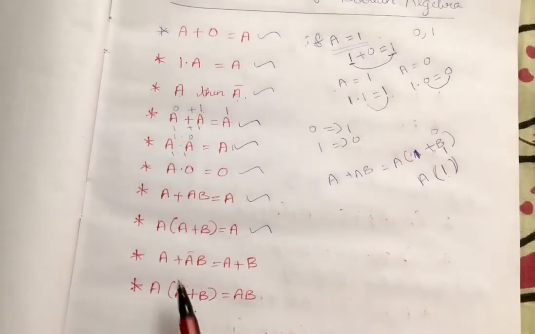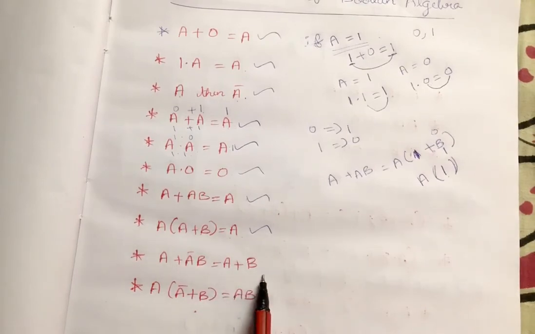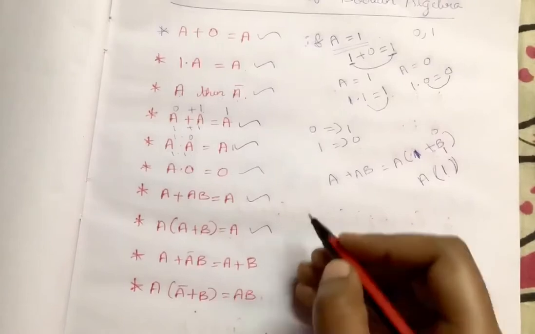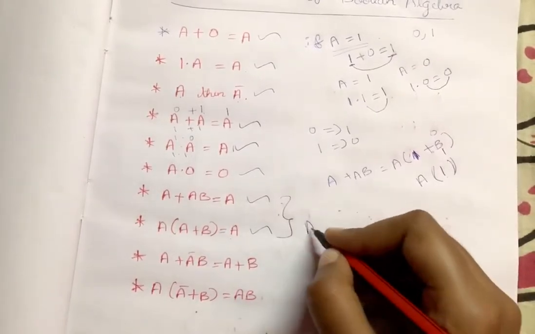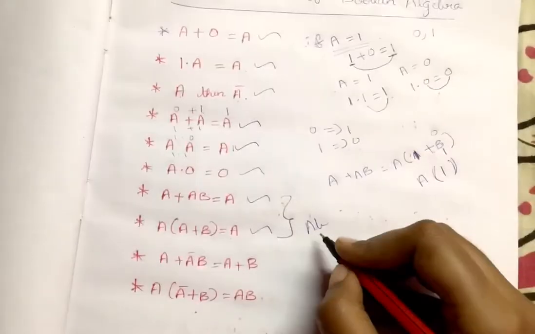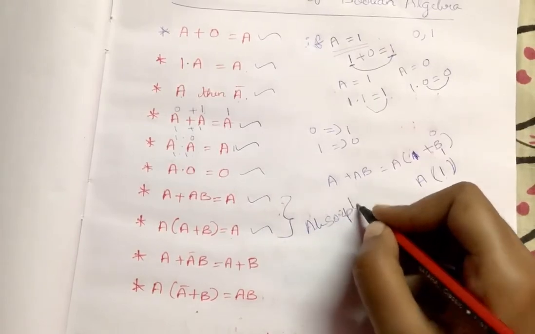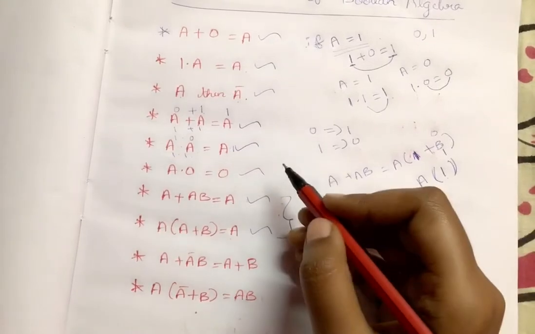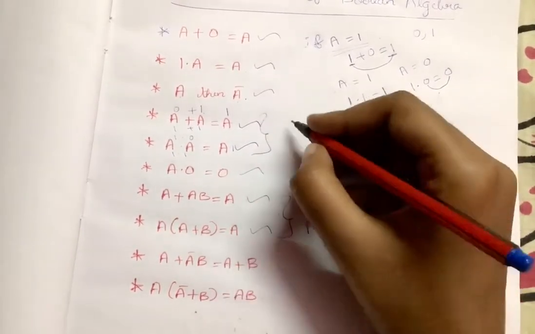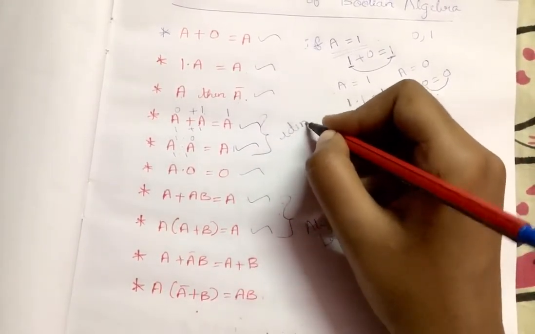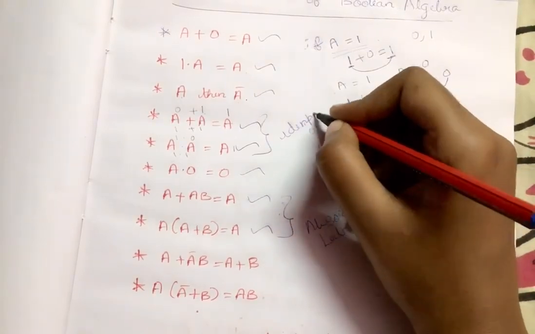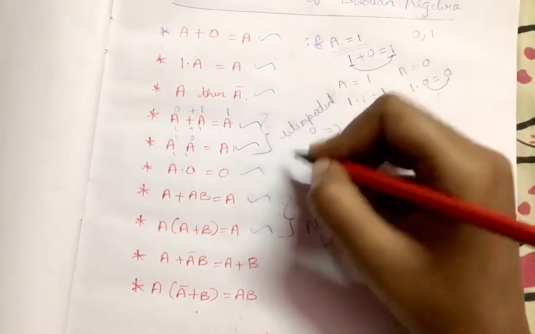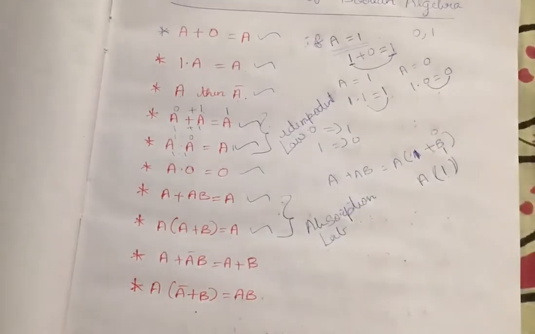Next is A plus A bar B is equal to A plus B. So this is one property. These two properties we will call the absorption law, and these two laws we will be calling the idempotent law. So these are the things we will be saying.